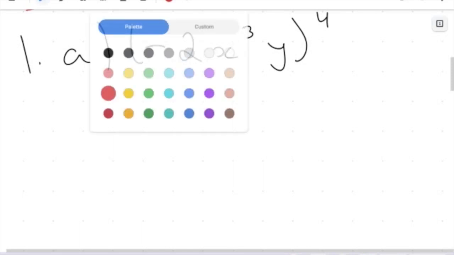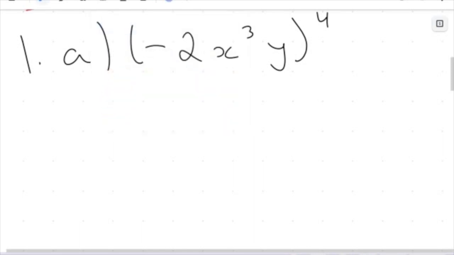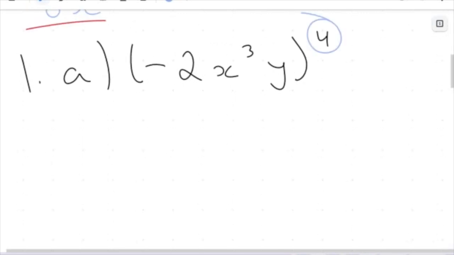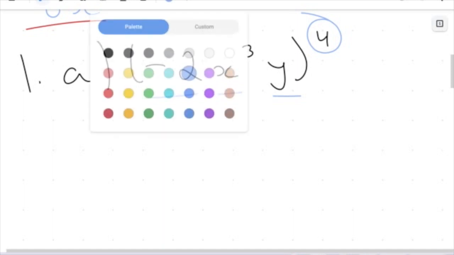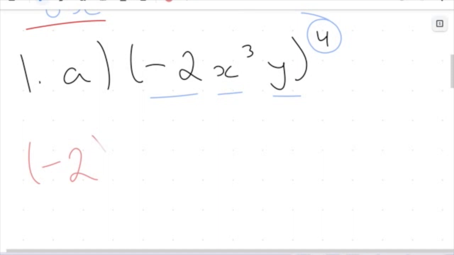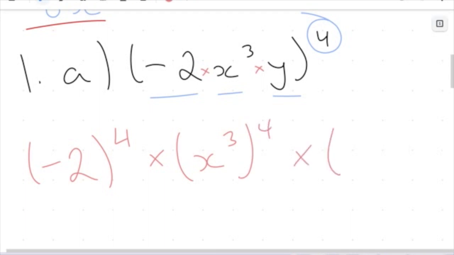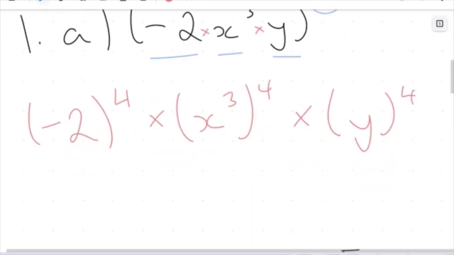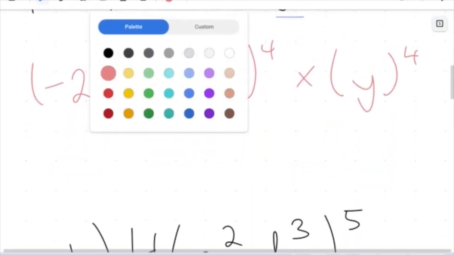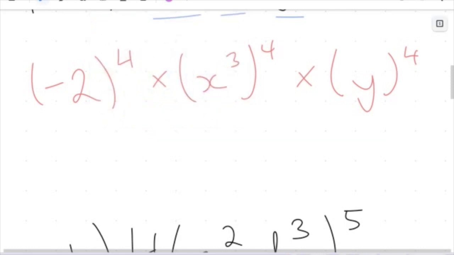Now, from what we observed in the last example, this power of 4 is getting applied to each term in the brackets. So this is like saying minus 2 to the power of 4. And remember, all of these are multiplying here. So that's minus 2 to the power of 4 times x cubed to the power of 4 times y to the power of 4. And here I can just simplify this. Minus 2 to the power of 4, you can try writing this out the long way if you like, but I'm going to do it a little bit quicker. Minus 2 times minus 2 times minus 2 times minus 2 is going to give me positive 16. Feel free to double check that.